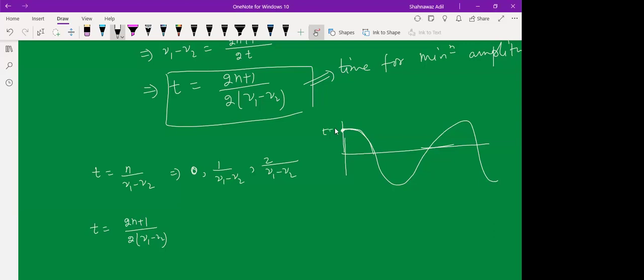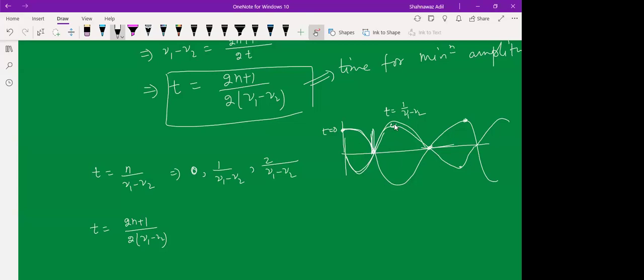This is t equal to 0, and then the next one is at t equal to 1 by nu 1 minus nu 2, and then this is the minimum, right? So this is minimum, this is maximum, this is the maximum, and this is again minimum.